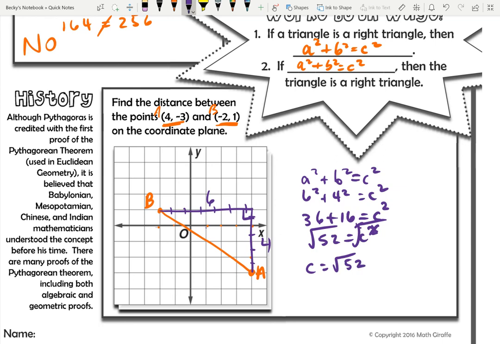All right, let's type this in. So I get the answer of 7.211. And so I'm going to round this down and say 7.2 is the length or the distance between the 2 points.